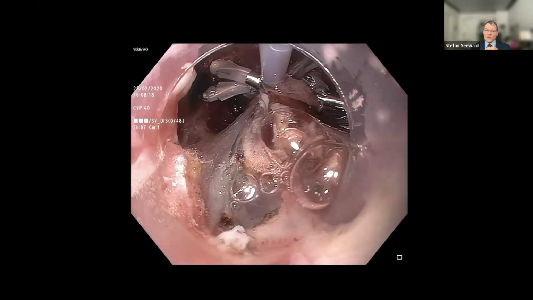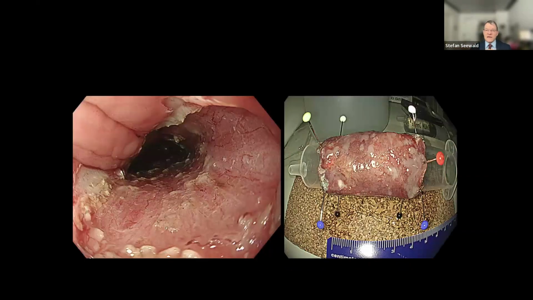And we have to admit that with this technique, we are more safe, and we save also minimum 50% of the time. So this is here the result, circumferential resected early squamous cell cancer of about 5 centimeters.